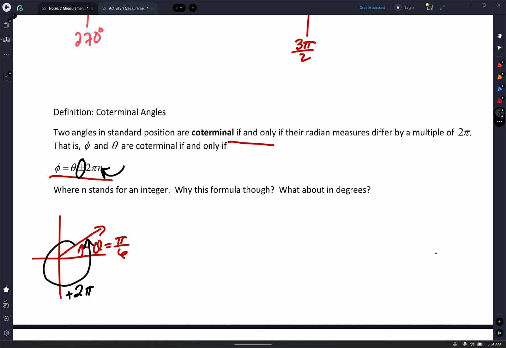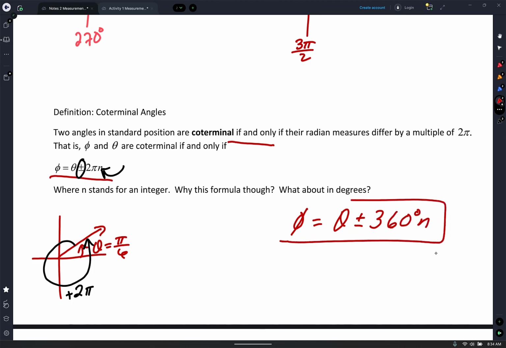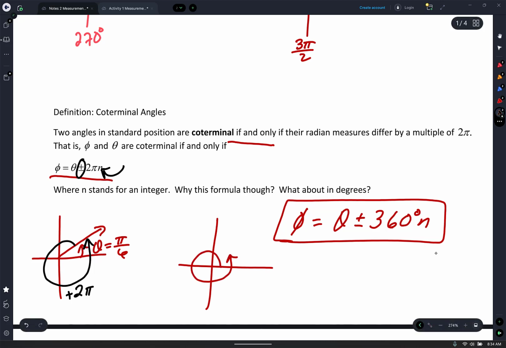So what's my formula for degrees? I don't want you guys to be a robot. So phi equals theta plus minus, and instead of 2 pi, what is 1 revolution in degrees? Yeah, 360, put a little degree symbol, and put an n. This will tell you the coterminals. Someone says, I still don't understand what coterminal means. All right, let's explain it with degrees. So if I tell you that I do 390 degrees, I go from the center, bam, and we said that that was 390 degrees.